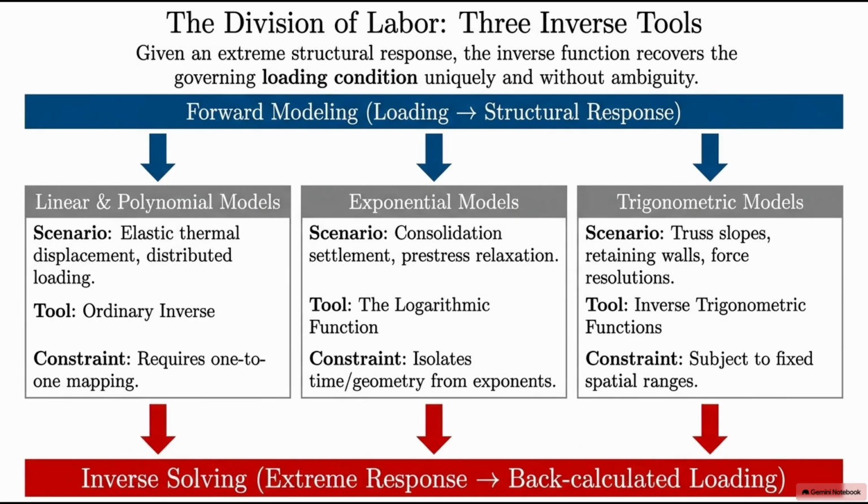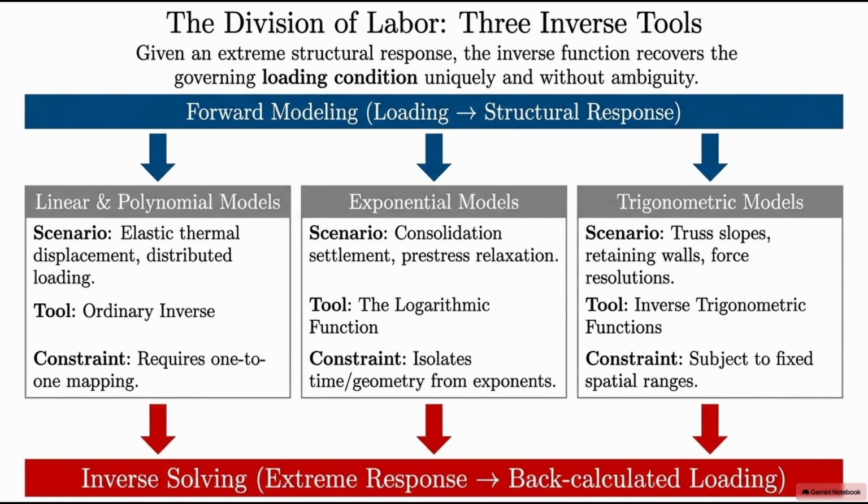Let us analyze the division of labor among these three mathematical tools. A forward function answers the basic question: given a known loading condition, what is the resulting structural response? The ordinary inverse function answers the reverse question: given a desired target response, what loading condition was required to produce it? This applies directly to linear and monotonic models, provided the function is strictly one-to-one throughout the region of interest.